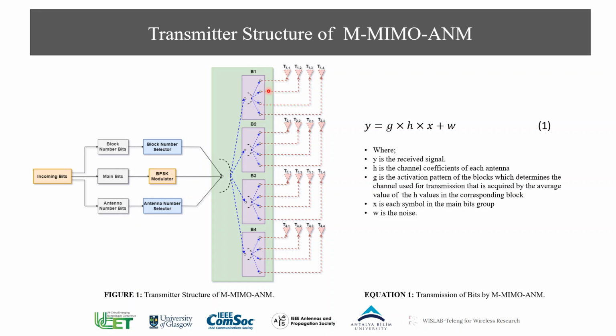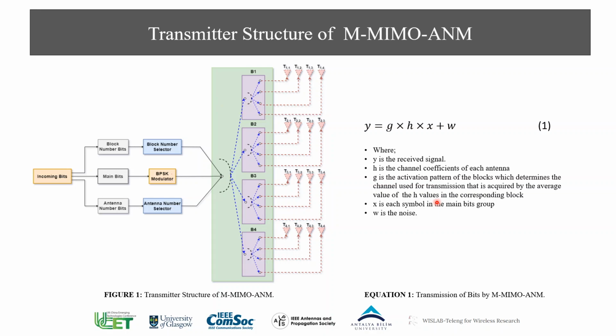To do that, we have a mathematically derived equation, as you can see here in equation 1. It says y equals g times h times x plus w. In this formula, y is our received signal, h is the channel coefficients of the antennas, and g is the activation pattern of the blocks, which determines the channel used for the transmission. And these g values are acquired by the average value of the h values in the corresponding block. For example, the g value of B1 is basically the average value of these 4 antennas.